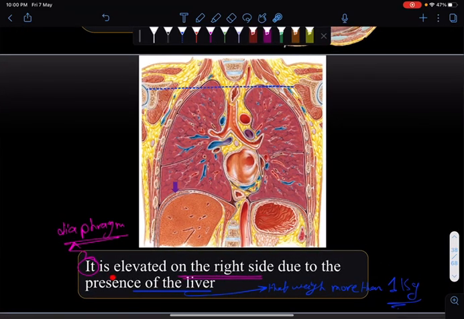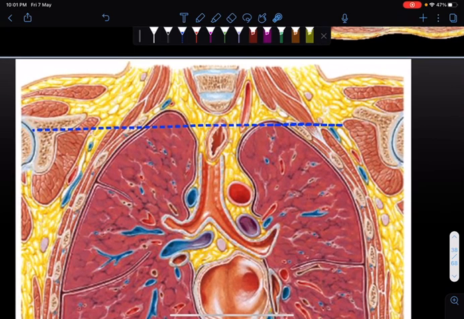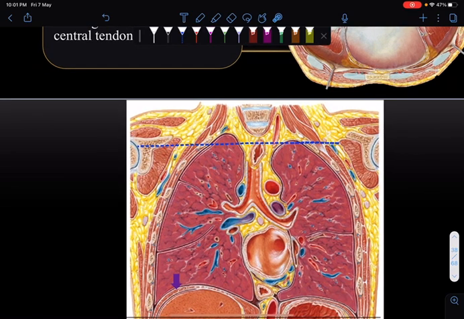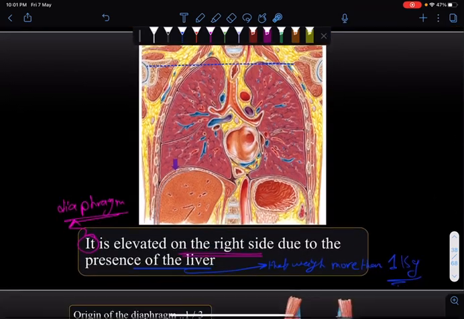The diaphragm is elevated on the right side due to the presence of the liver. The liver is a big structure that weighs more than 1 kilogram. The right side of the diaphragm is elevated over the left side because of the presence of the liver. If you draw a straight line, you will find it elevated a little above the left side.